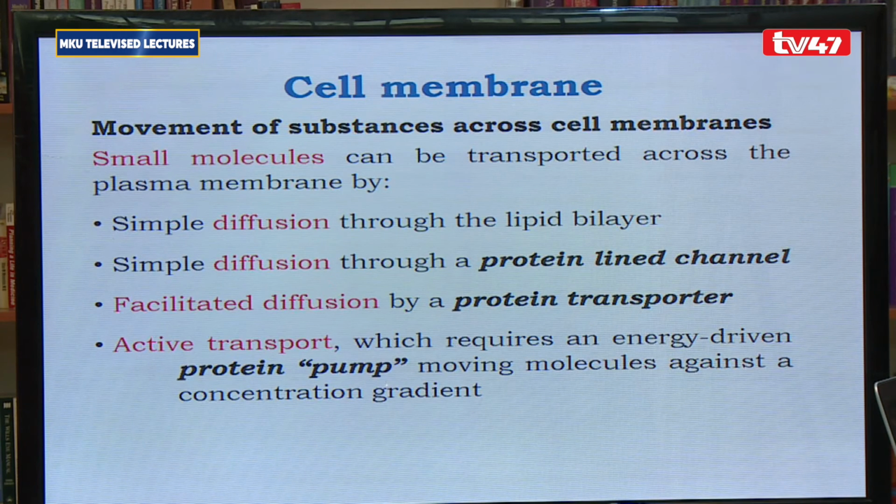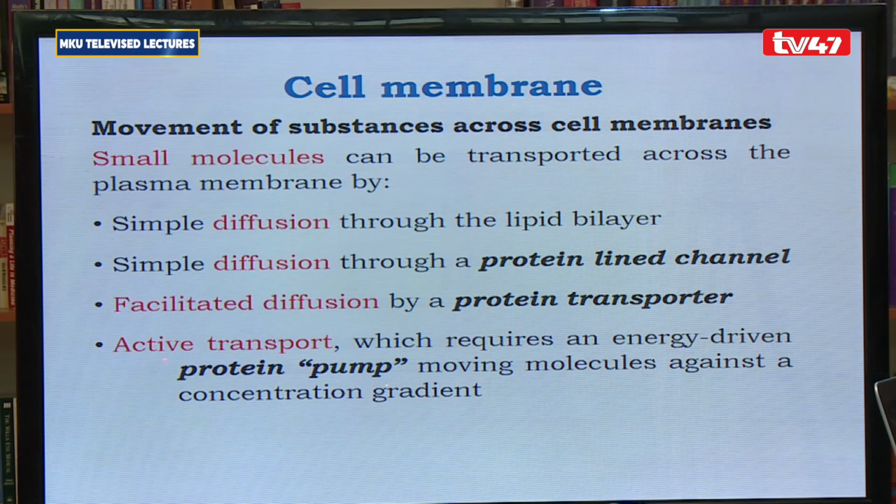We have also others which travel through facilitated transport, facilitated diffusion, using proteins. There are certain proteins that attach to the substance that needs to be transported, and they are moved through the membrane into the cell. The fact that they are attached to that protein means the protein acts as a carrier to carry them across. Those are what we call the protein transporters.